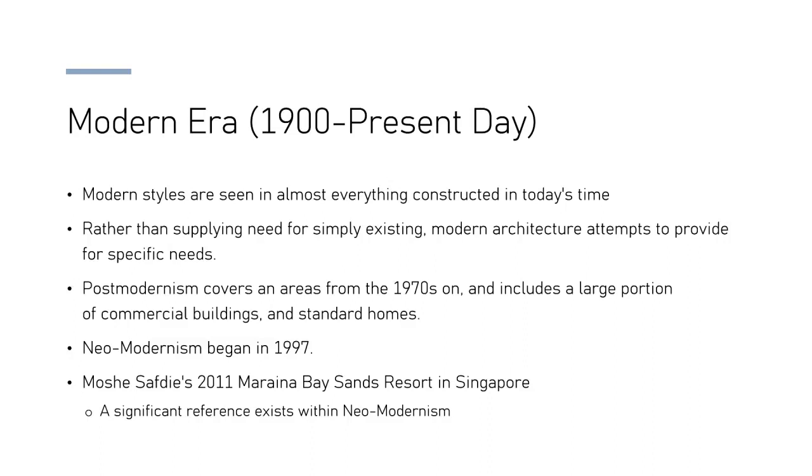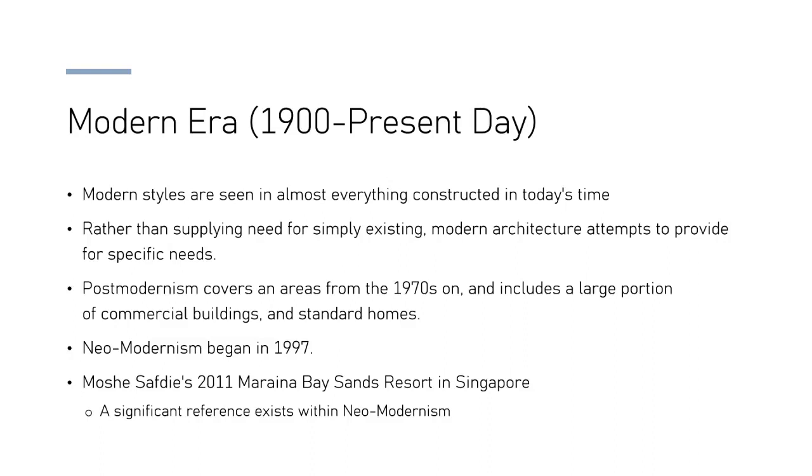Like in postmodernism, which started in the 70s, it included a large portion of commercial buildings and your standard residential homes or any other kind of building that serves a purpose. So you have commercial buildings, which include stores, factories, industries and stuff like that, things that people need to use. You go to the store and buy things. Neo-modernism began in 1997, which is basically the era we are in now.